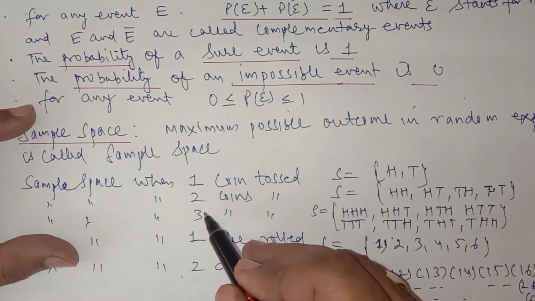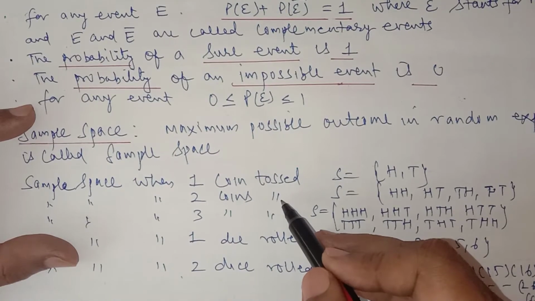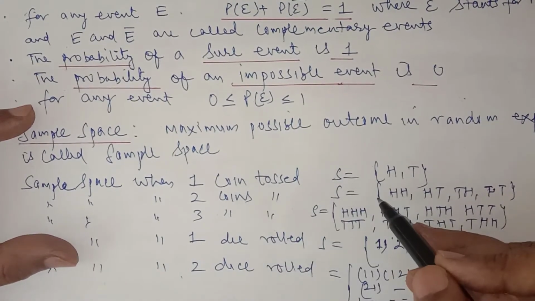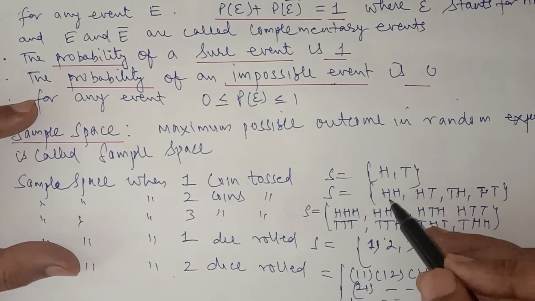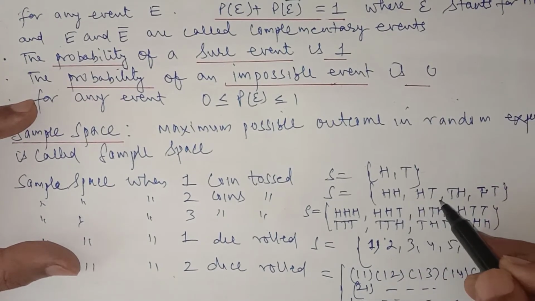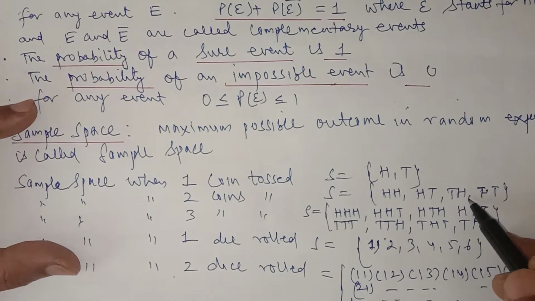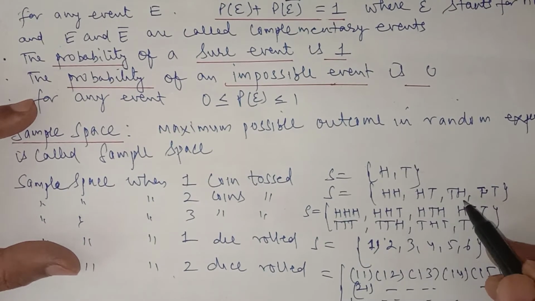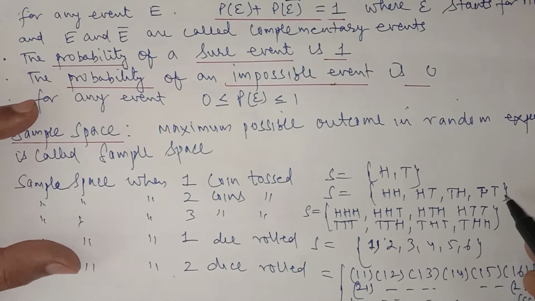Now, the sample space when two coins are tossed once, or one coin is tossed two times, which means the same. Then the total possibilities are head on both, head on the first coin and tail on the second, tail on the first and head on the second, and tail on both coins. That is head-head, head-tail, tail-head, tail-tail are the maximum possible outcomes when a coin is tossed two times or two coins are tossed one time.